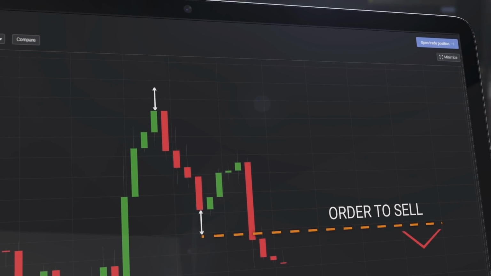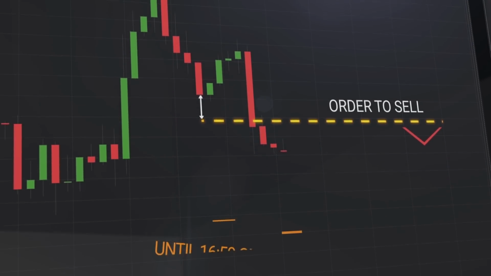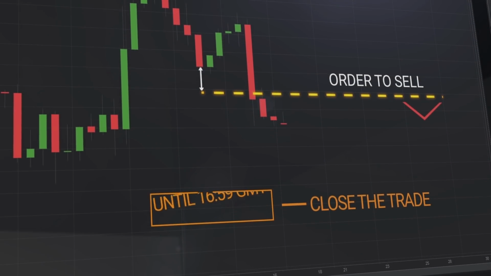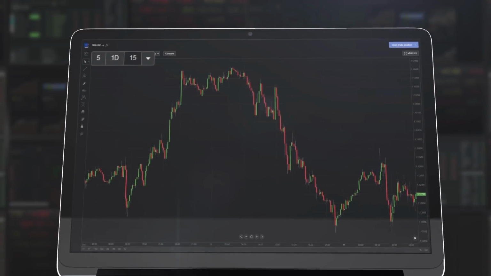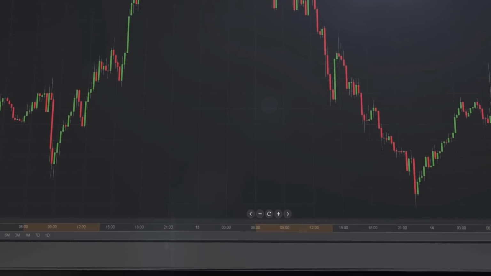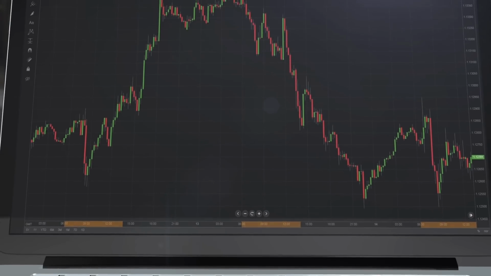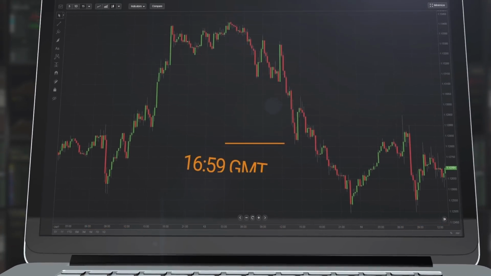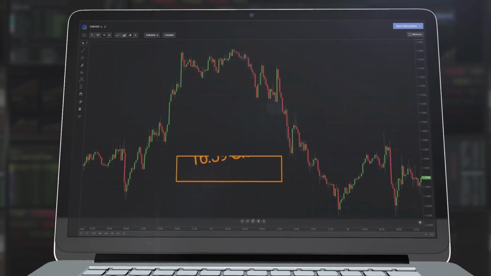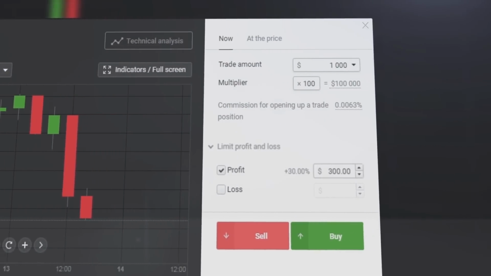If this does not happen before 16:59 GMT, then we will close the transaction manually. We will only open all new deals during the period between 6 and 14:30 GMT. All pending orders that were not triggered are deleted. We must make sure to set a take profit and stop loss for each transaction.